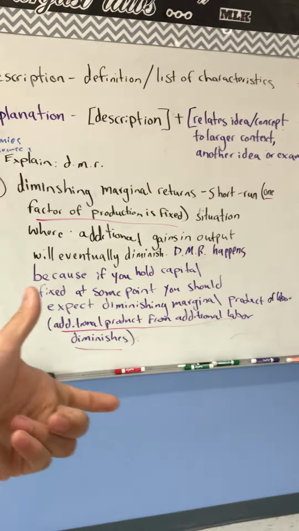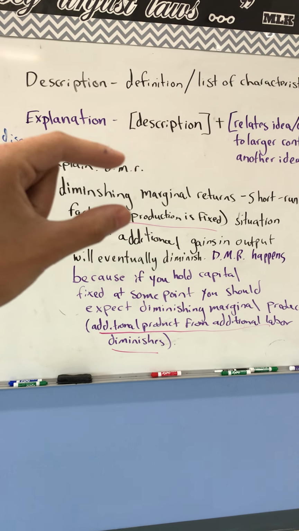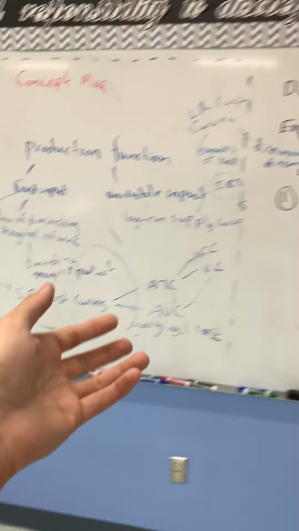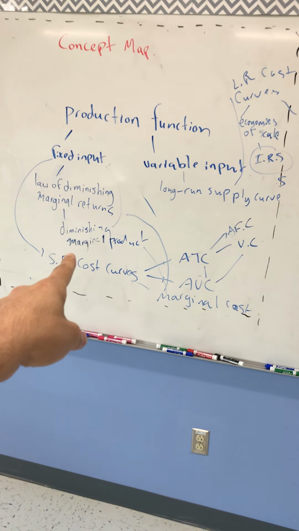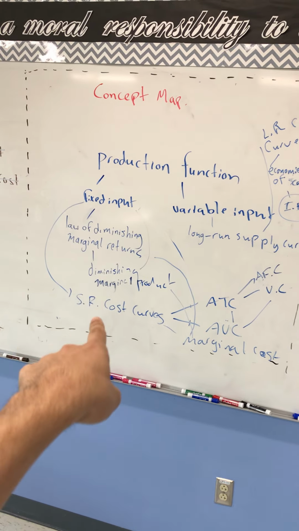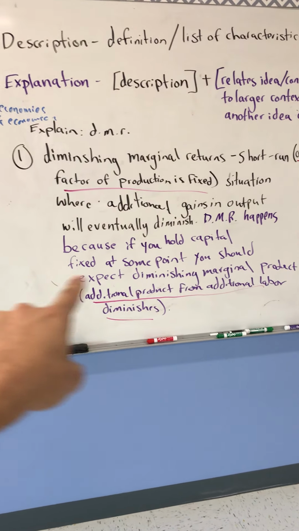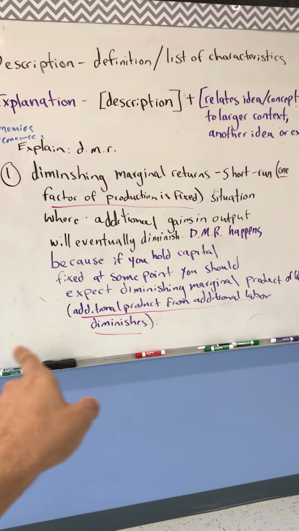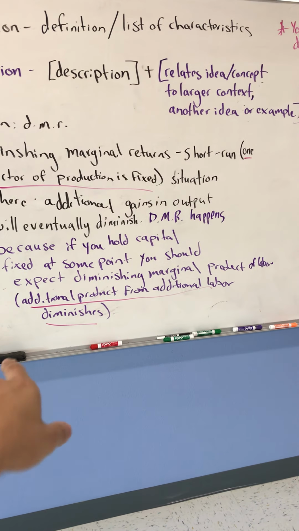And then an explanation of diminishing marginal returns would relate diminishing marginal returns to another concept, or maybe even a bigger context. But why not relate diminishing marginal returns to a term that we connected it with in our concept map? So diminishing marginal product, which is exactly what I do here. Diminishing marginal returns happens because if you hold capital fixed, at some point you should expect diminishing marginal product of labor, and then I describe what that is.